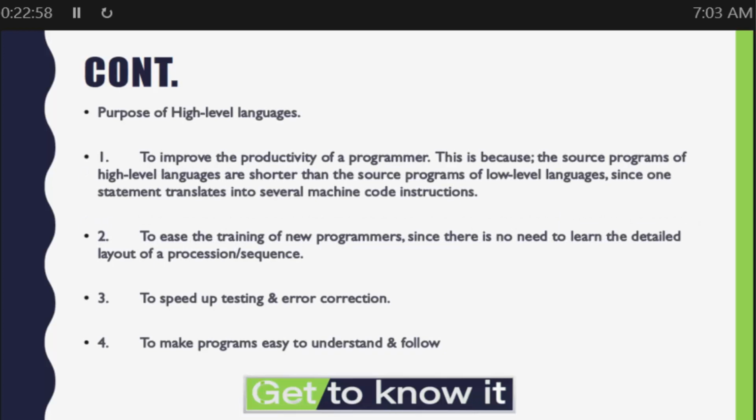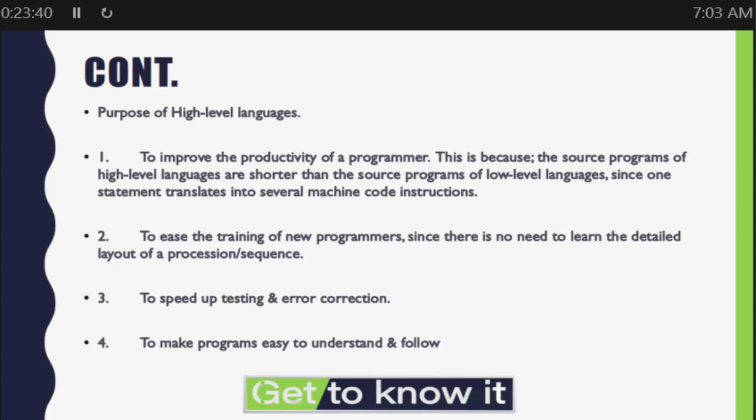Purpose of high-level languages. These are the purposes of high-level languages. One, to improve the productivity of a programmer. This is because the source programs of high-level languages are shorter than the source programs of low-level languages, since one statement translates into several machine code instructions. Another purpose is to ease the training of new programmers, since there is no need to learn the detailed layout of a procedure or sequence.